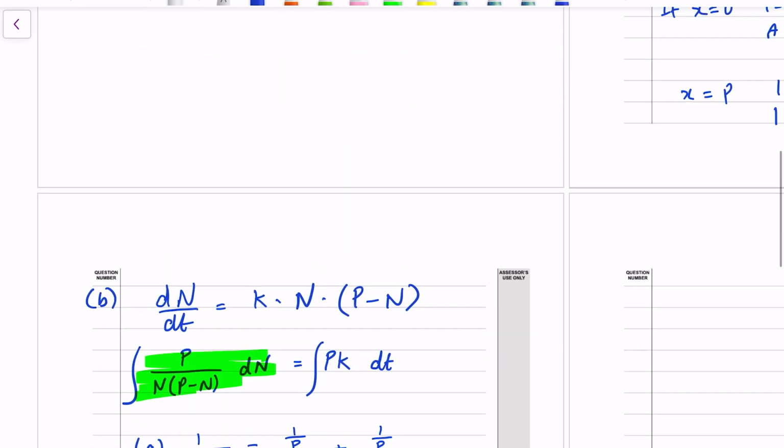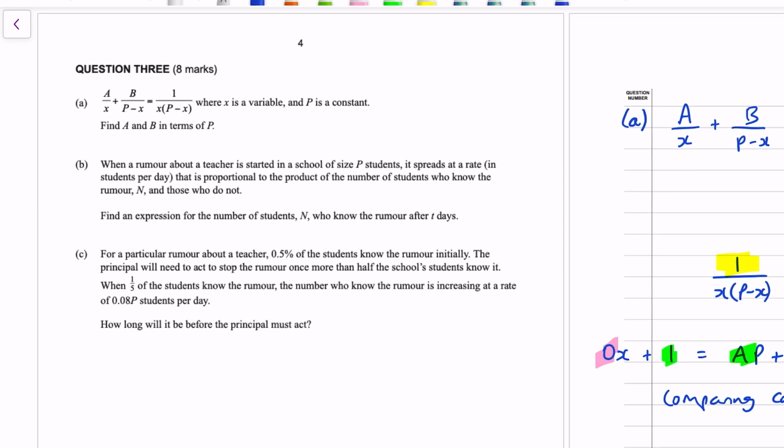Okay, part C. For a particular rumour about a teacher, 0.5% of the students know the rumour initially. Okay, so time equals 0, n is equal to, be careful with your decimals here, 0.005 times p. If I wrote 0.05, that would be 5%. It's 0.5%. The principal will need to act to stop the rumour once more than half of the school's students know it. So we're needing to find the time value when n is equal to 0.5 times p, half of p.